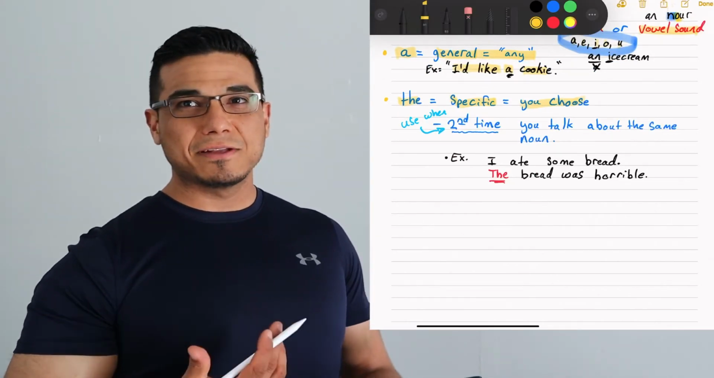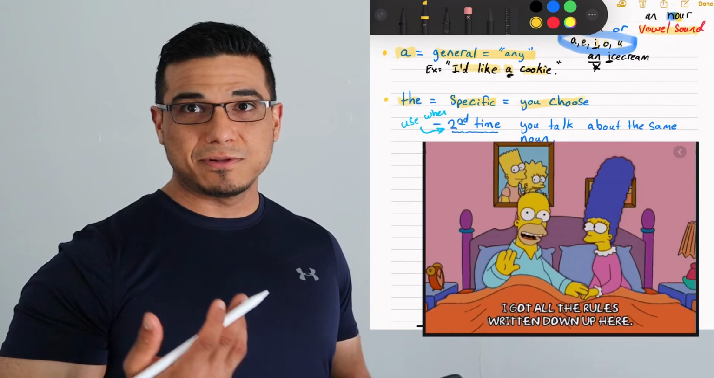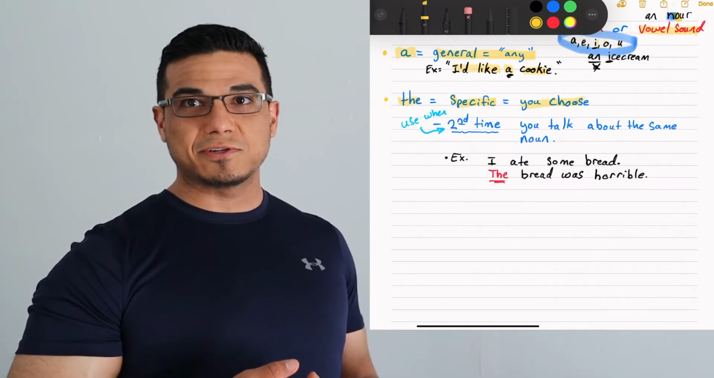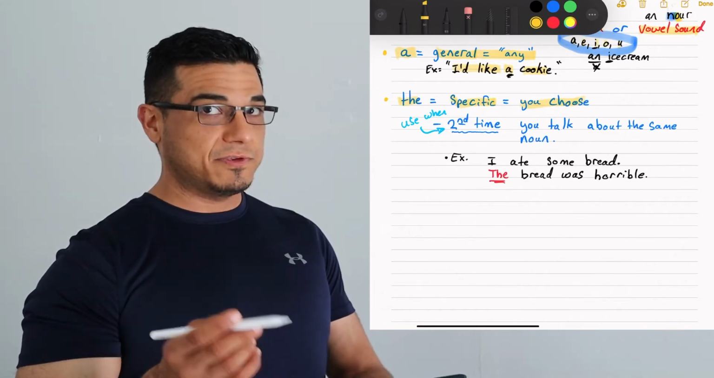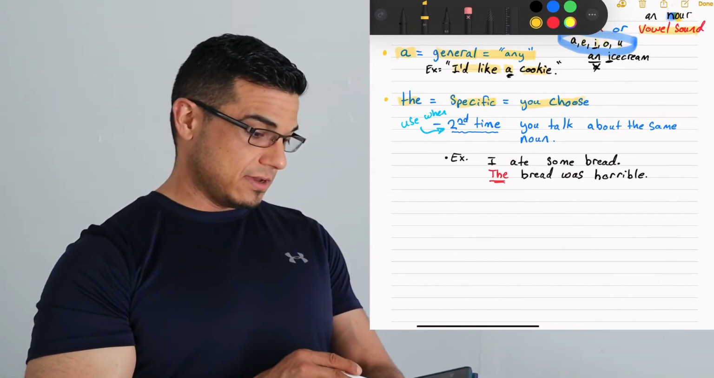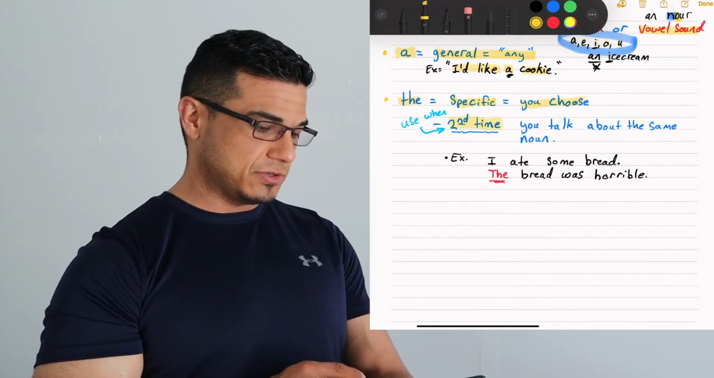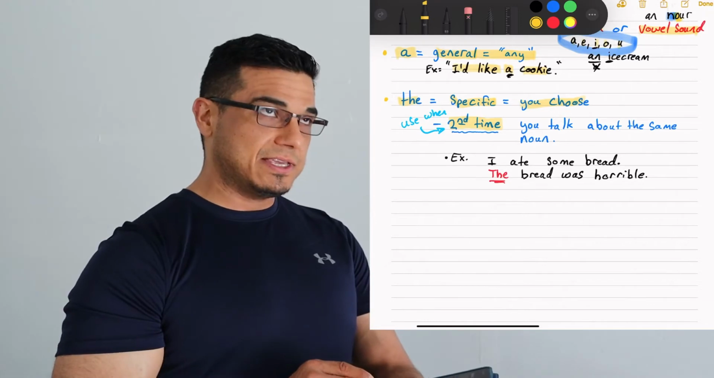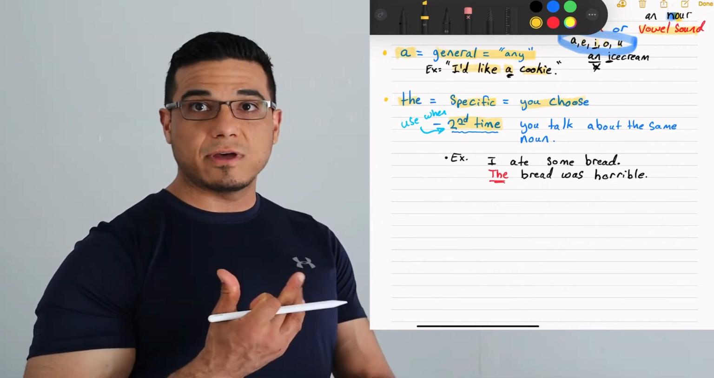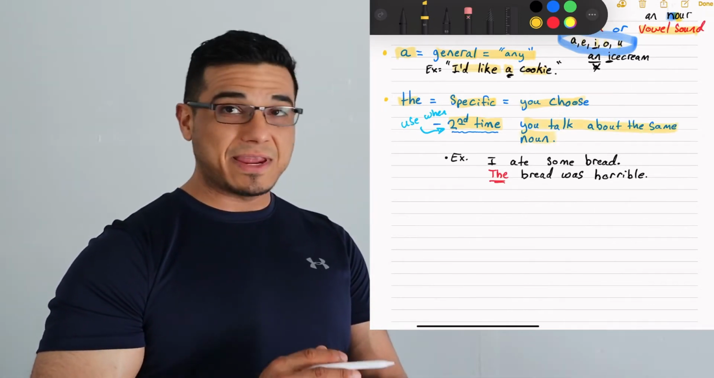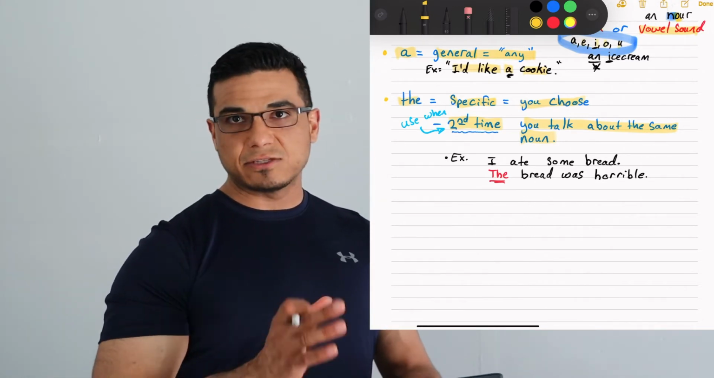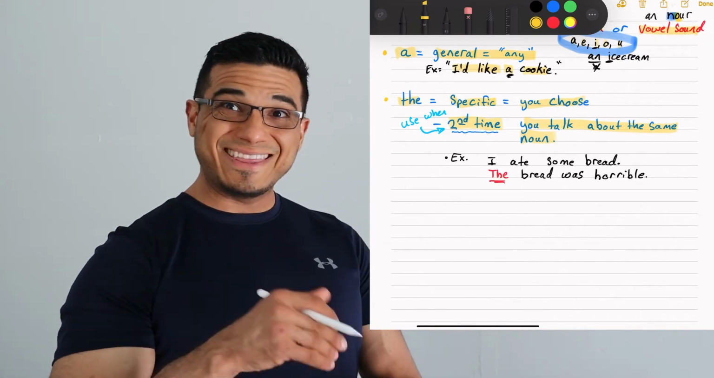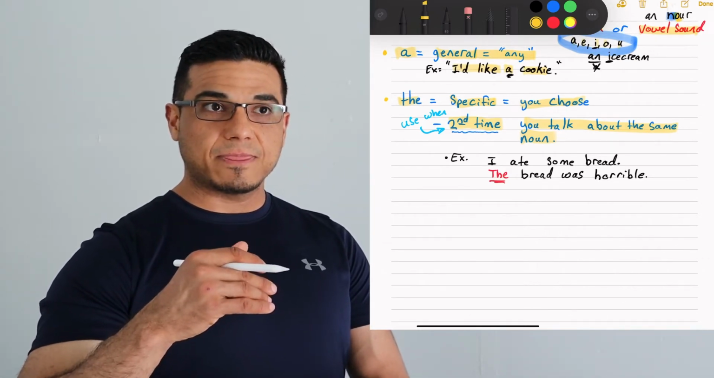All right, so in English we have multiple rules and multiple exceptions to those rules, which almost makes it seem pointless for having rules in the first place, but here we are. So if you notice on the screen, I wrote second time. I'm going to explain what this means. This is when you would use the article the. You would talk about the same noun in the sentence. So if you've got multiple sentences, you would use the in this particular circumstance.